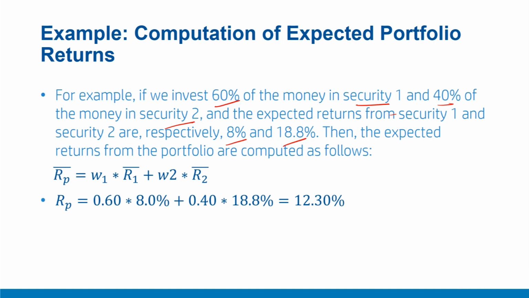Therefore, the computation of expected return, as we have already seen in the formula, is very easy. It is simply W1 times R1 bar plus W2 times R2 bar, where W1 is 60%, 0.6, and W2 is 40%, which is 0.4, multiplied by their respective expected returns, which are 8% and 18.8%. Therefore, we get 12.3% as the expected return on the portfolio. A portfolio that comprises 60% of security 1 and 40% of security 2 will give you 12.3% as expected returns.